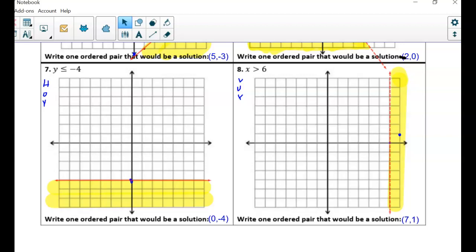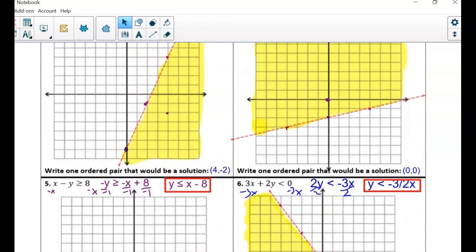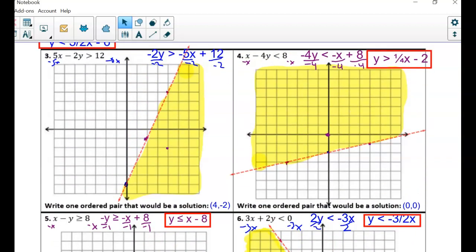Do we have any questions on how to graph linear inequalities? Rashad? We go to number 4. Number 4. Oh, I just want to say both.